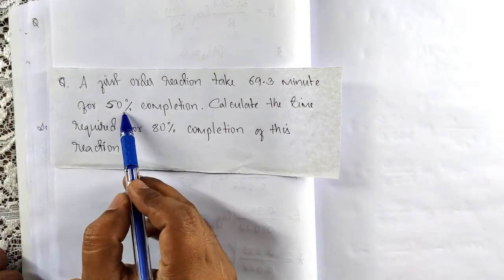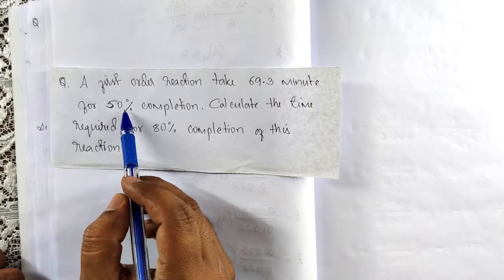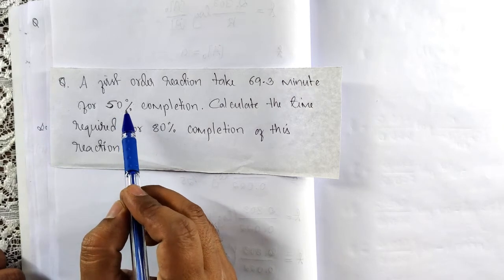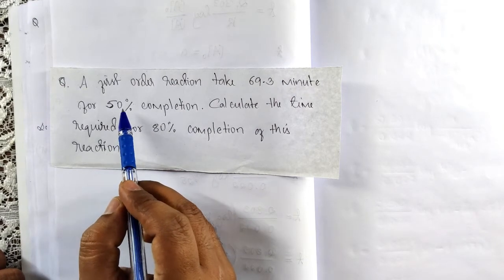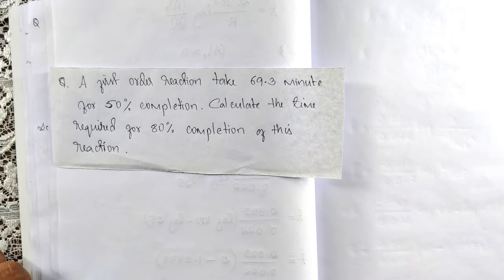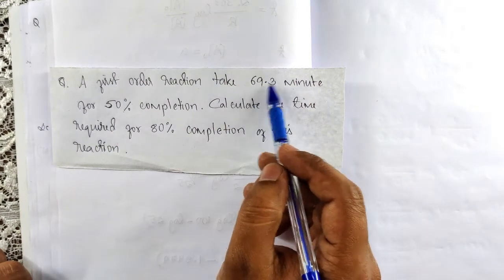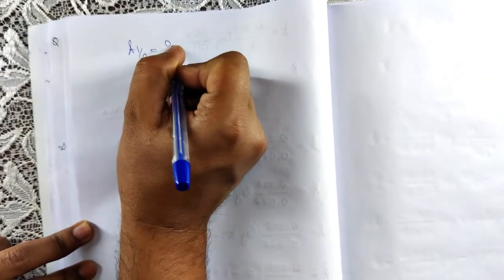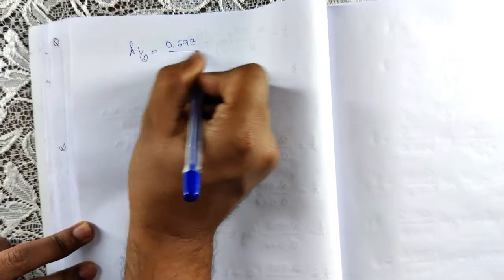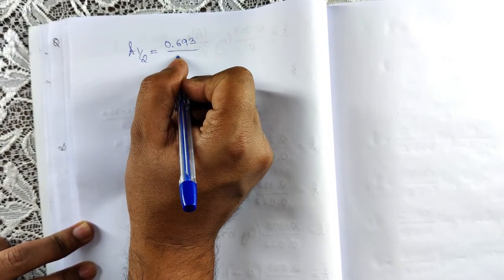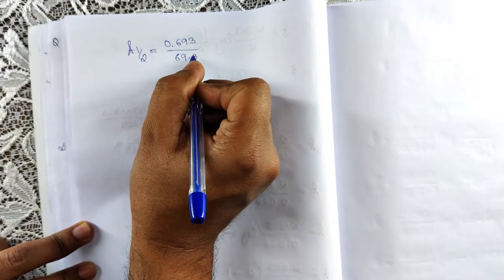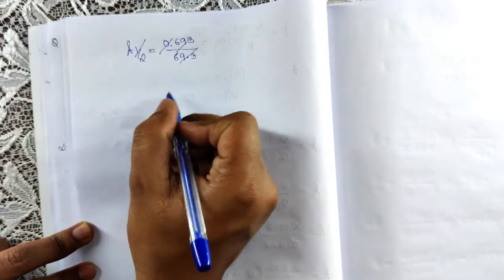So since it is 50%, you can directly go for t half. If it is not 50%, then you can do it like the previous one. Or else if it is 50%, go for t half. t half is 69.3 minutes. So you can write t half is equal to 0.693 divided by 69.3. Oh, sorry, I'll just write down the formula first.